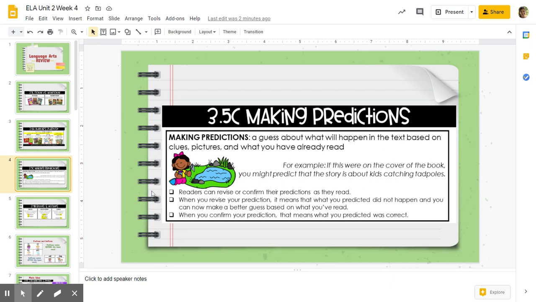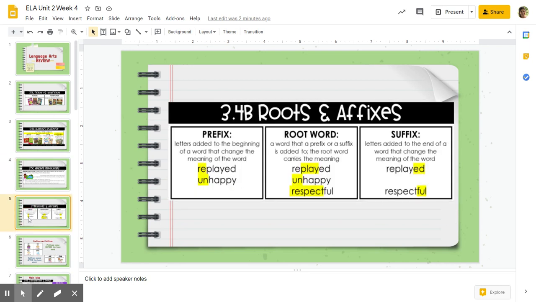And when you revise your prediction, it means that what you predicted did not happen, and you can now make a better guess based on what you've read. When you confirm your prediction, or when you realize that it is true, that means that what you predicted was correct. We also talked about roots and affixes.